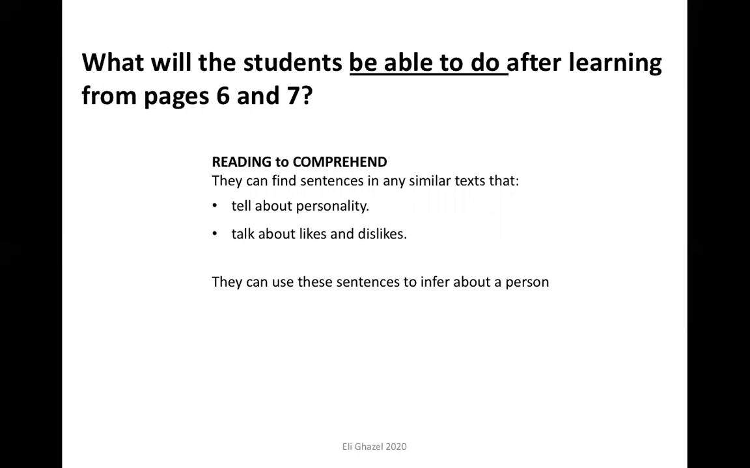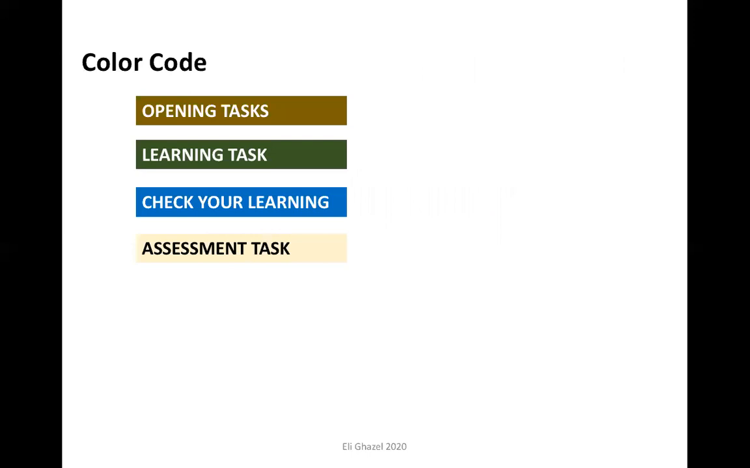So let's have a few plans right here. This and future videos will work on the following color code. Anything in this color would be an opening task to help the students orient themselves and get to learn. Green always means it's a learning task. Blue always means you're checking the learning, and this tan color here is always the assessment task.